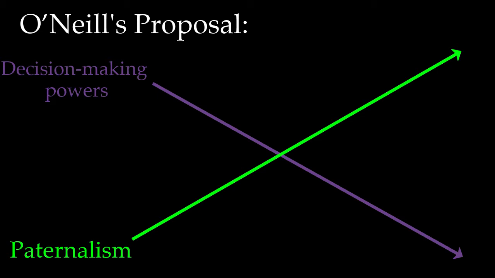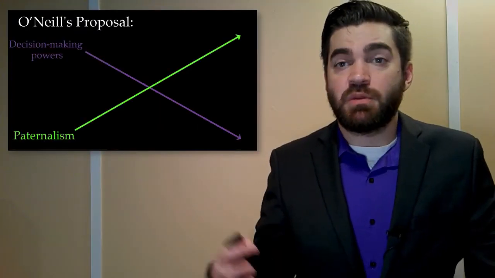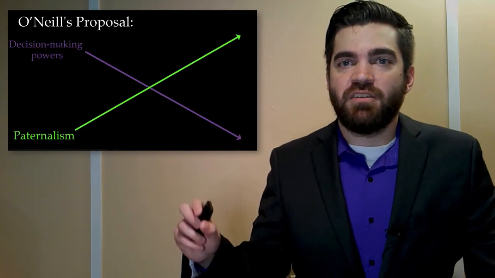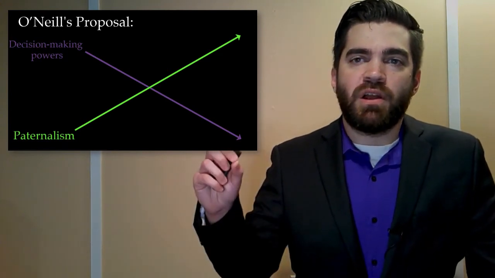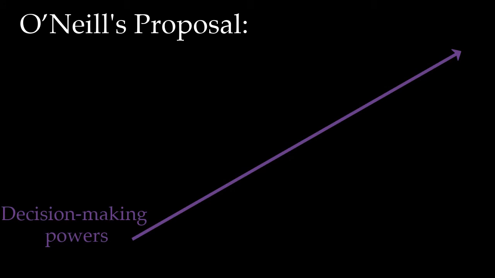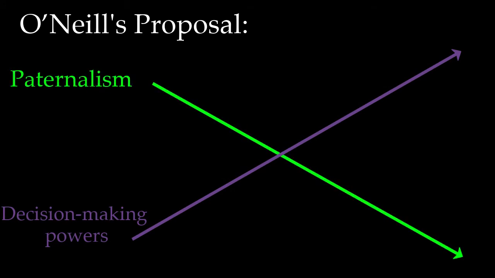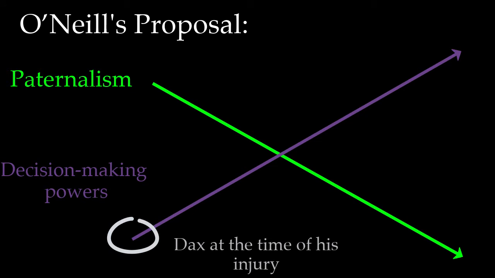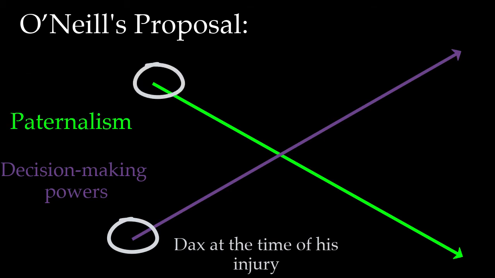And this means that the decision-making power of the patient and the paternalistic practice of the physician are in an inverse relationship. Where decision-making power decreases, paternalism needs to increase, and by the same token, as decision-making power increases, paternalism needs to back down as well. So take the Dax Cowart case. This was a situation where, at the time of his injury, he might not have been able to make any decisions for himself. He was in tremendous amounts of pain, and so paternalism needs to be maximized there because he really has no capacity to make his own decisions.